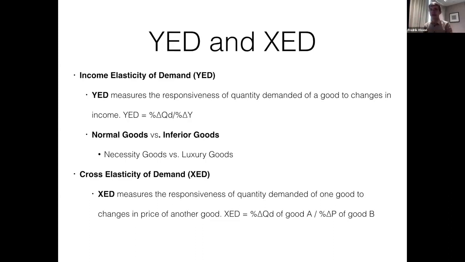This formula looks like any other of the elasticity formulas. XED is the percentage change in quantity demanded of good A. So in our example, that would be the percentage change in quantity demanded of Coca-Cola divided by the percentage change in price of good B, which would be Pepsi. Remember, in order to do these calculations, you need to use the formula that we talked about in the second video of our PED little series. So you can have a look at how to calculate those if you're an HL student. But this is the general formula.